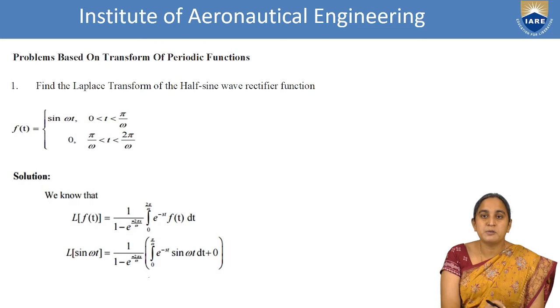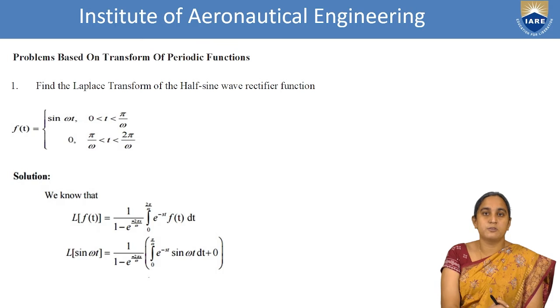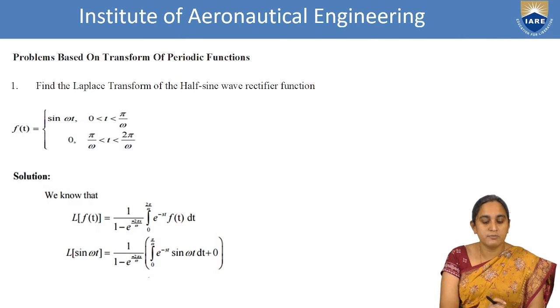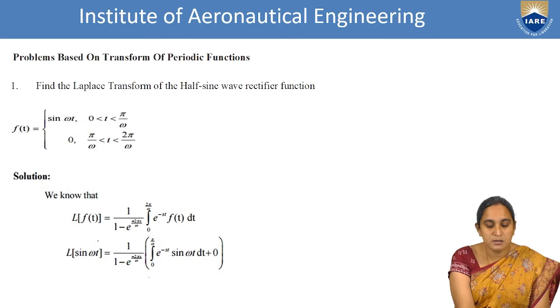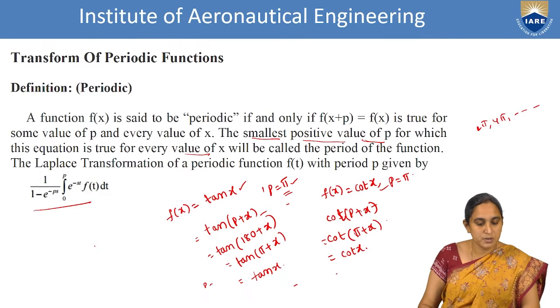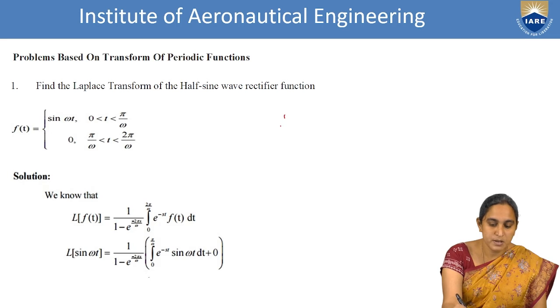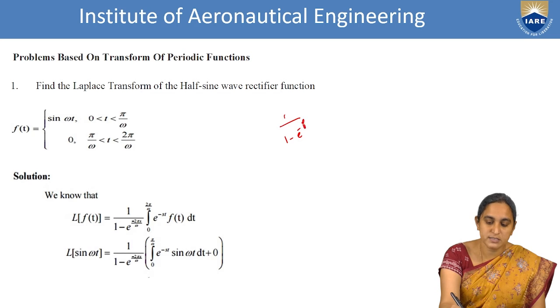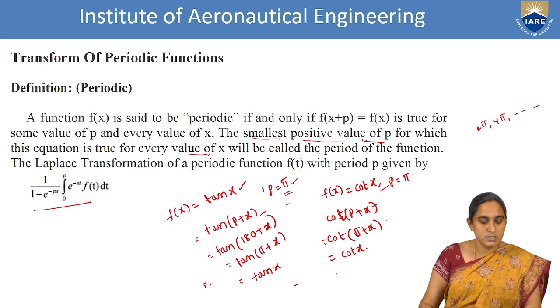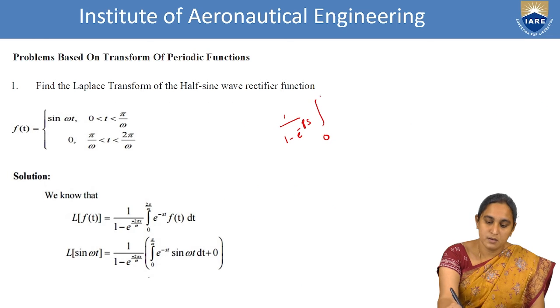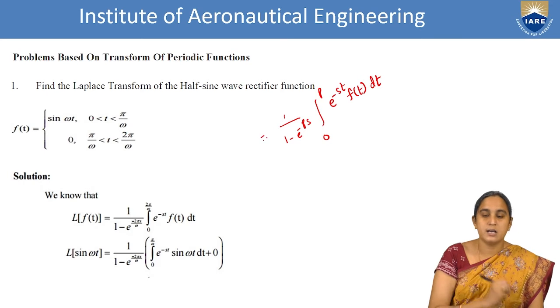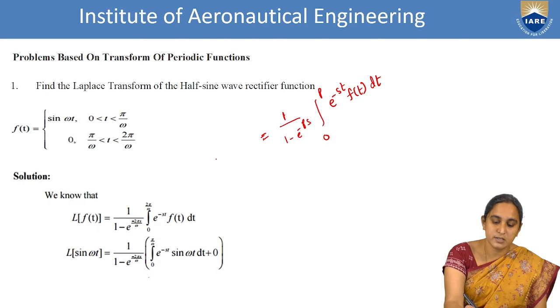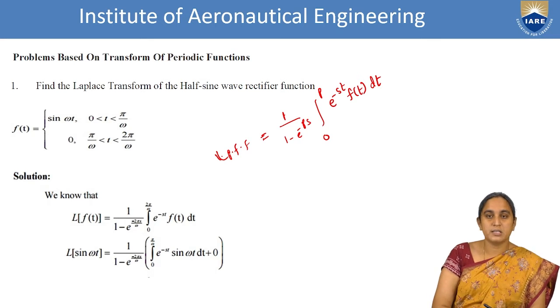For that case, now I'm applying the periodic function for this problem. What is the definition of the periodic function? That is, the Laplace transform of f(t) is 1 by 1 minus e^(−ps) times the integral from 0 to p of e^(−st) f(t) dt. This is the Laplace transform periodic function formula. Now I'm applying the formula for the given question.